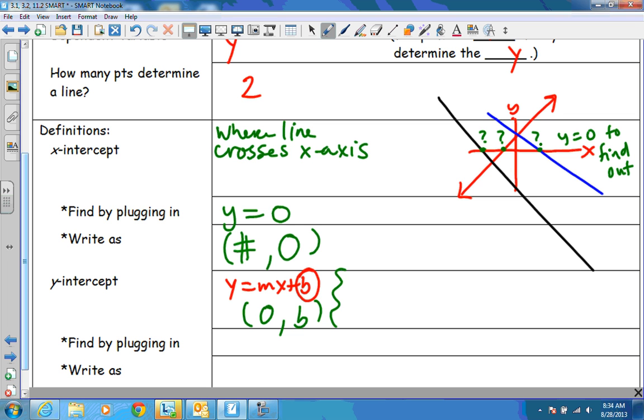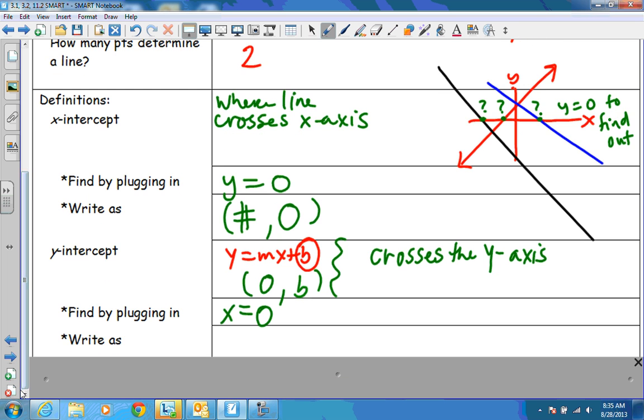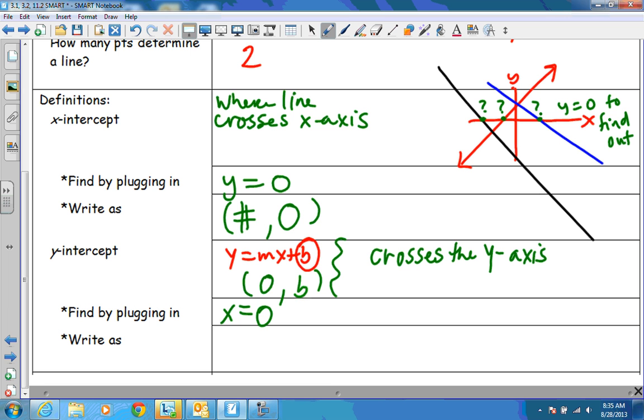And so if you already have that part, that's great. But otherwise, the y-intercept in general is where the graph does what? Crosses the y-axis. Okay, so we find it by plugging in what to be 0? X. And we will write this as a point. Zero is always x, whatever number we get out for b.